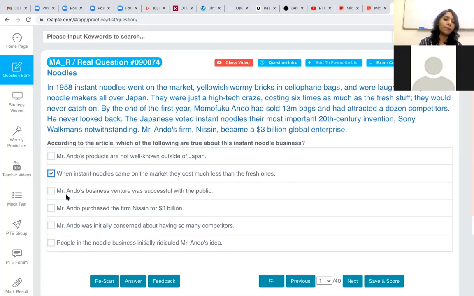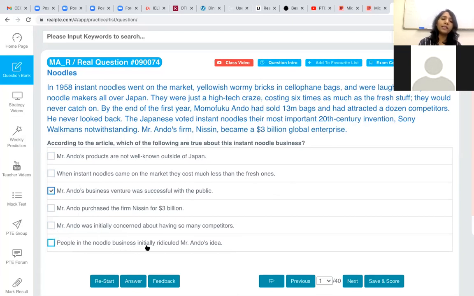What about the third one? Mr. Andrew's business venture was successful with the public. Yes, he sold about 13 million bags and attracted so many. So this could be our answer. That's plus one. Then, Mr. Andrew purchased the firm Nissin for $3 billion. There's nothing about him purchasing Nissin. What about the next one? Option five. Mr. Andrew was initially concerned about having so many competitors. It doesn't say anything about him being concerned.